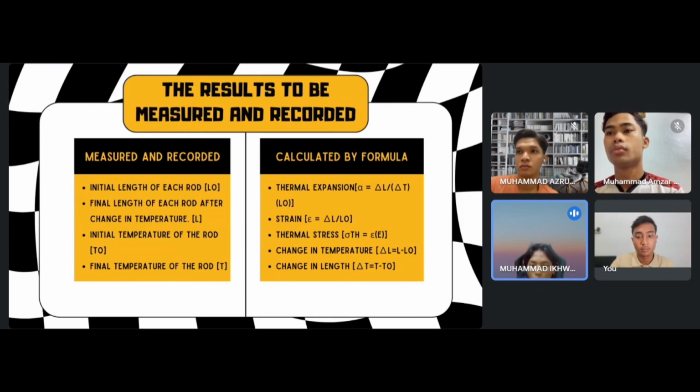Next, there are a few results that should be calculated by formula, such as thermal expansion or alpha, which is the coefficient by the formula delta L over delta T times L naught. Second is strain, where delta L over L naught. And the third one is the thermal stress, where the strain times the coefficient for each material. And lastly, a change in temperature for each interval and change in length also for each interval.